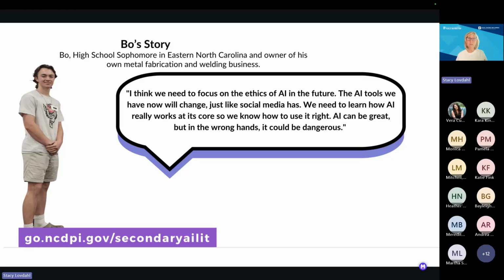So we've got students, just this small sampling of students, who are very aware of these tools in their lives. And if our students are having these conversations, then we as educators need to be teaching them and guiding them, because our students are definitely aware of these things in their lives.